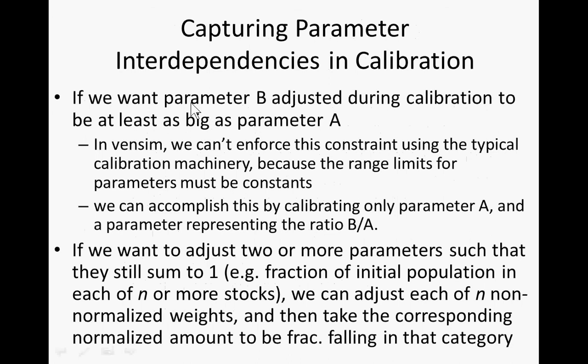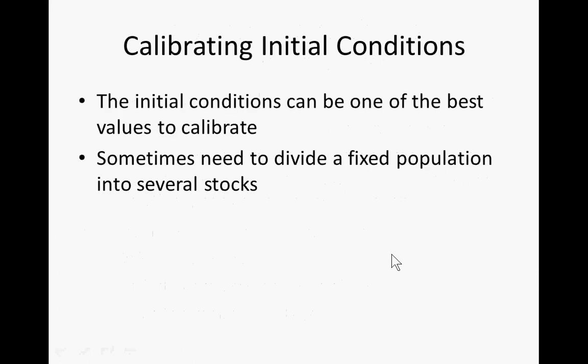If we want parameter B to be adjusted to be at least as big as parameter A, or the ratio between them to fall within a certain range, we may need to do that in one of two places. Either we could calibrate the ratio and have the minimum of it be A, or we could nix it if B is less than A. It would be better to adjust the ratio if you can. Sometimes B and A are two parameters you're adjusting, but they're not independent. B's value is posited to depend in some way on A, and if you can capture that through coefficients that are ratios, it's best.